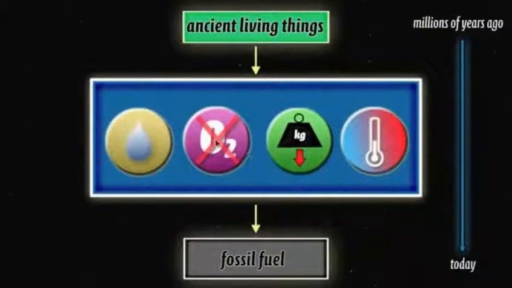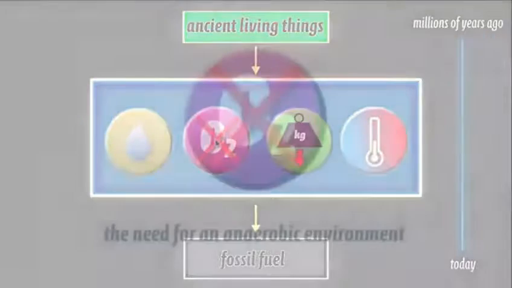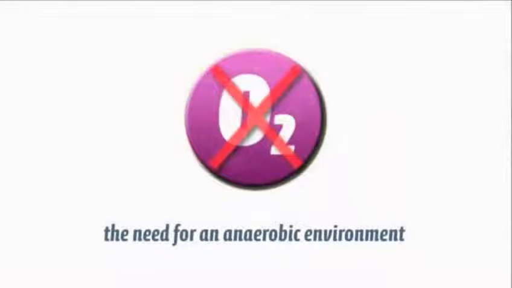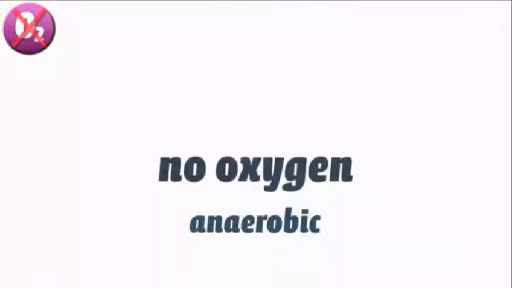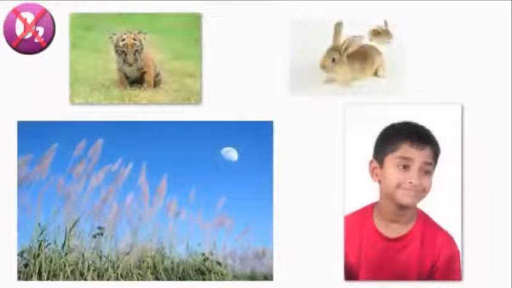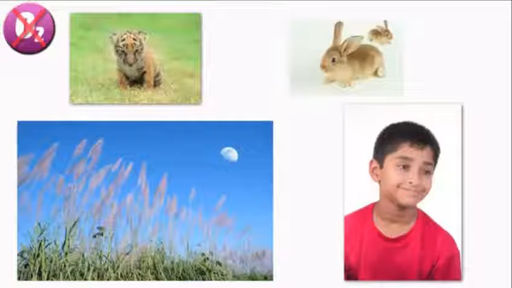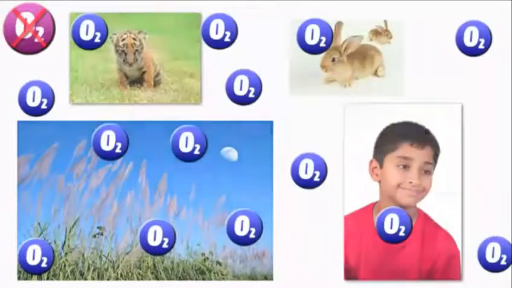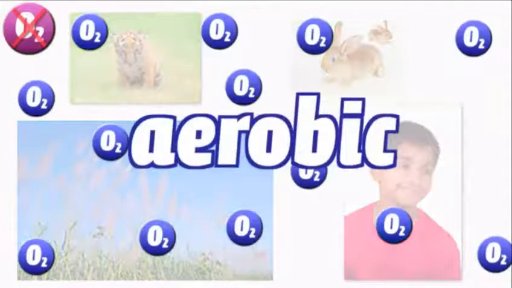This time, let's have a look at the need for an anaerobic environment. But what does anaerobic mean? Anaerobic sounds like a complicated word, but it just means that there is no oxygen around. Now, lots of living things, including you and me, need oxygen to survive, so we live in places where there's lots of it. We call this an aerobic environment.